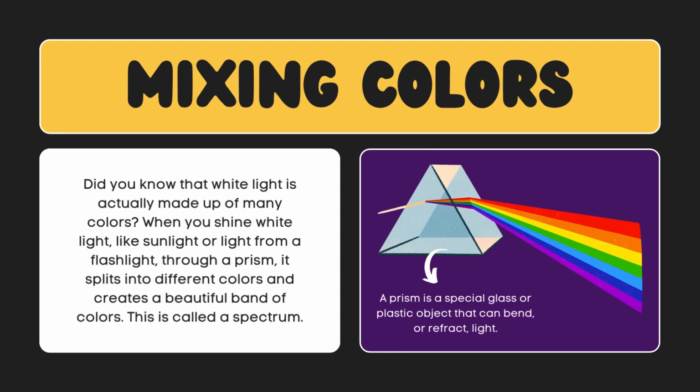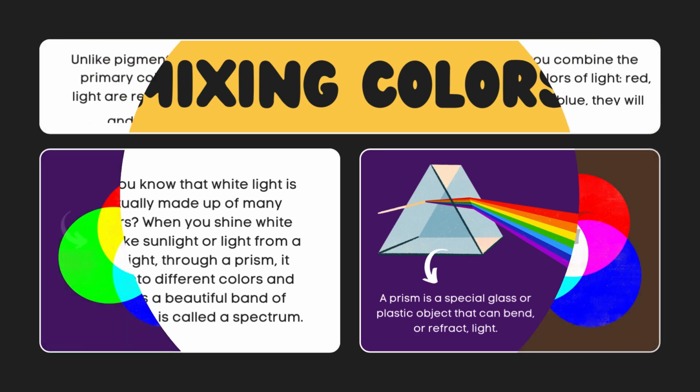Mixing colors. Did you know that white light is actually made up of many colors? When you shine white light, like sunlight or light from a flashlight, through a prism, it splits into different colors and creates a beautiful band of colors. This is called a spectrum.